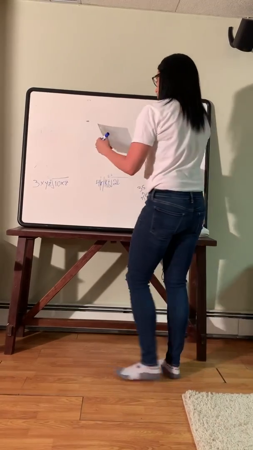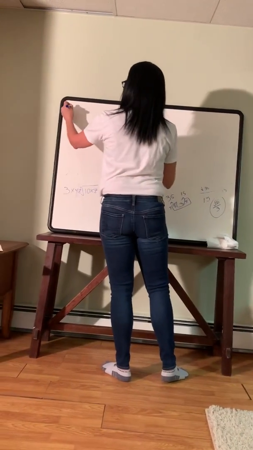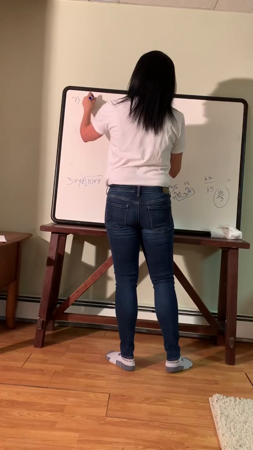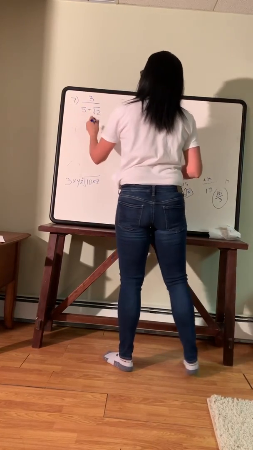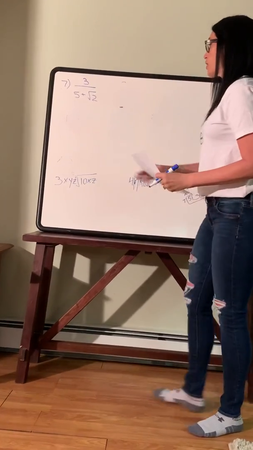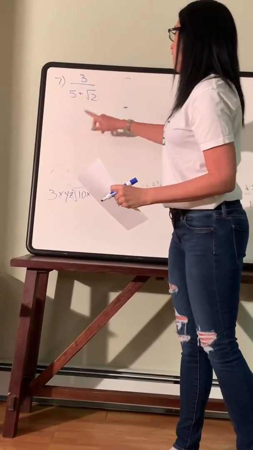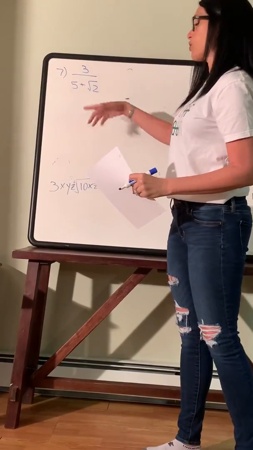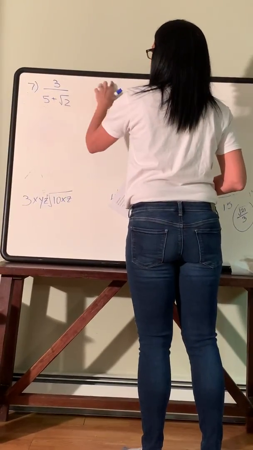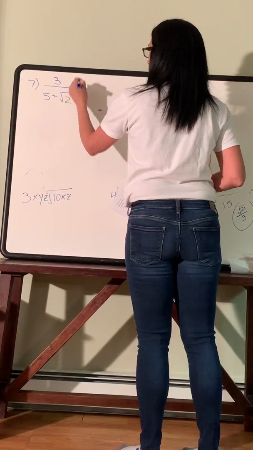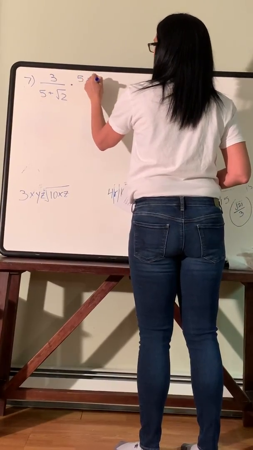Okay, on the bottom, we're rationalizing the denominator. So it's similar to the question above it, whereas you can't have a radical on the bottom. So how do we get rid of that? We have to multiply the top and the bottom by the opposite of what we have here. So we're going to multiply the top and the bottom by 5 minus radical 2.